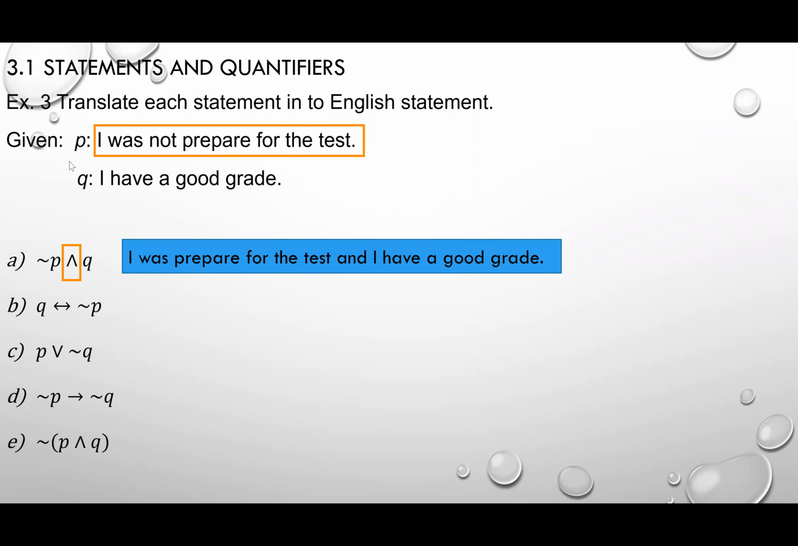If you were not prepared for a test, it's a true statement. So again, I was not prepared for the test. I have a good grade, right? Your P, your Q, they identify for you. So this tells you whatever the P is, negate it. Take the opposite of that, which will be I was prepared for the test. What is my connector? My connector is the and, I have a good grade. Okay, so my connector is the and, that's where my and goes here.